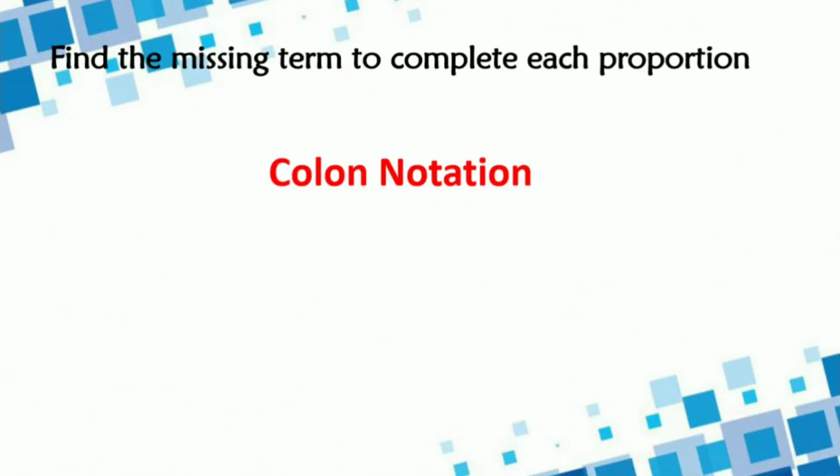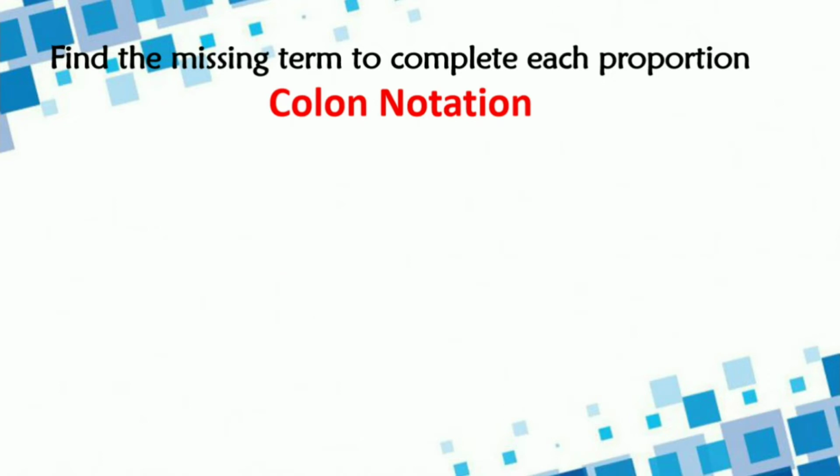Okay, so find the missing term to complete each proportion. So let's start with colon notation. Kung yung ating proportion ay nakadenote siya in colon. Okay, so we have here, number 1, n is to 8 is equal to 6 is to 16. Okay, so same pa din. Kung ano yung process na ginagawa natin in colon notation, same pa rin. I-multiply natin yung both extremes and then yung both means.